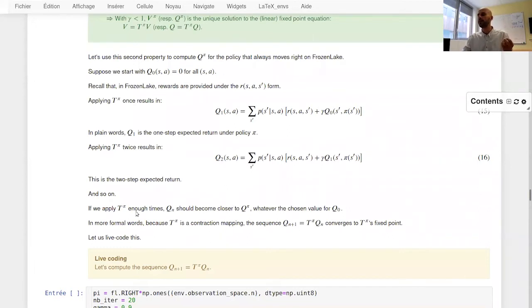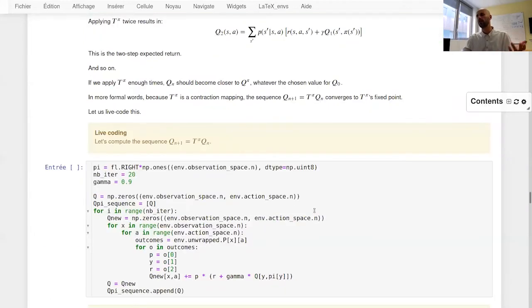So if we apply T pi enough times, Qn should become closer to Q pi, whatever the initial chosen value for Q0, because that chosen value for Q0 will be multiplied multiple times by gamma. And so that value will just vanish. In more formal words, because T pi is a contraction mapping, and what we've done intuitively here is actually proving that it is a contraction mapping, the sequence Qn plus 1 equals T pi of Qn converges to T pi's fixed point.